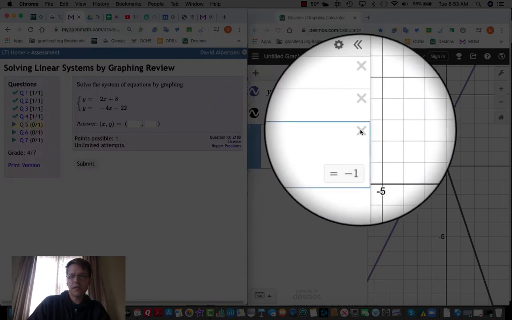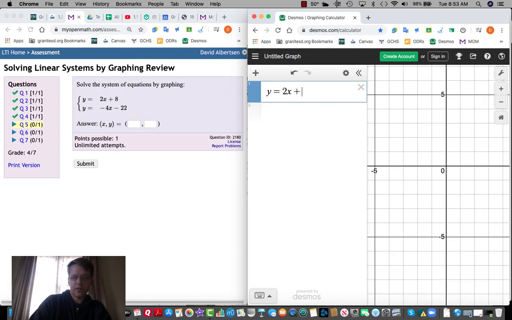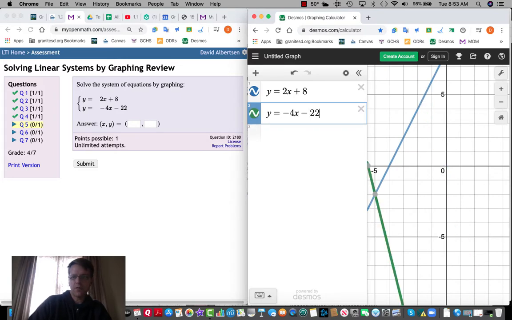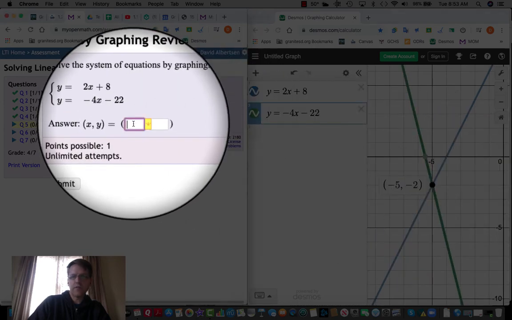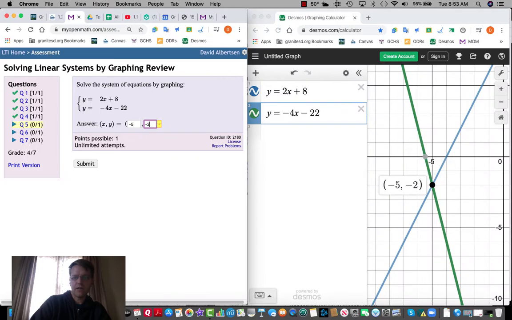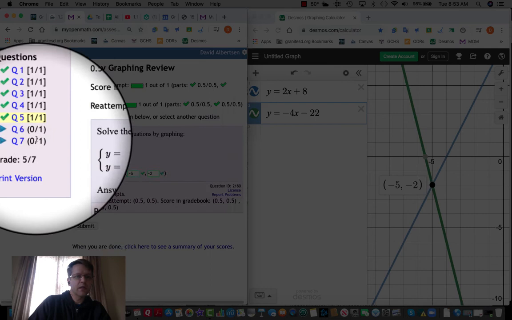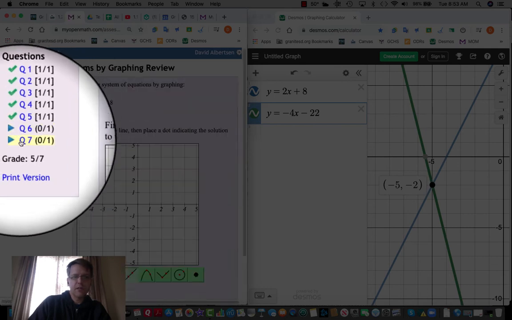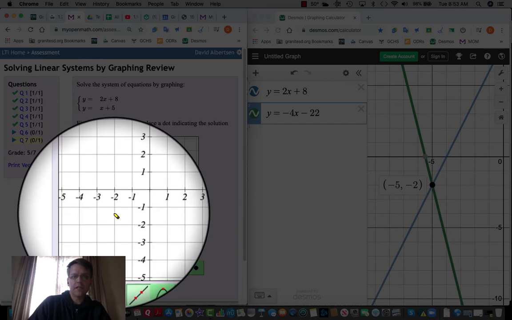Solve this one by graphing? Too easy. What we're going to do is y equals 2x plus 8 and y equals minus 4x minus 22. Type them both in, click where they cross, and you have your answer, minus 5 and negative 2. Just took this point right here and typed it in. Cool. Same thing. And this one, you'd have to graph them and then place a dot that indicates the solution. So you'd graph both lines and then put a dot. Let's do that one really quick.